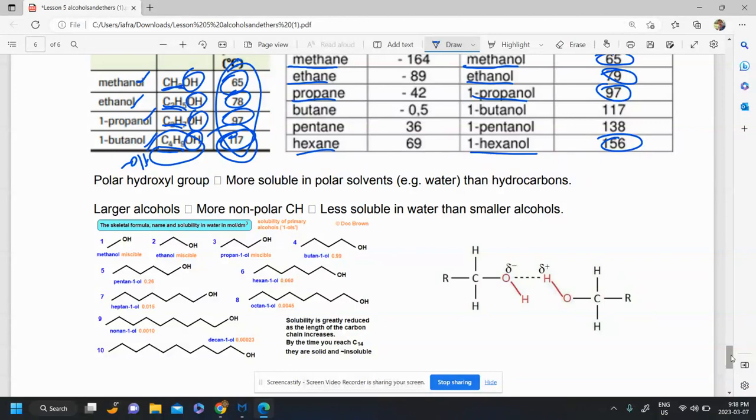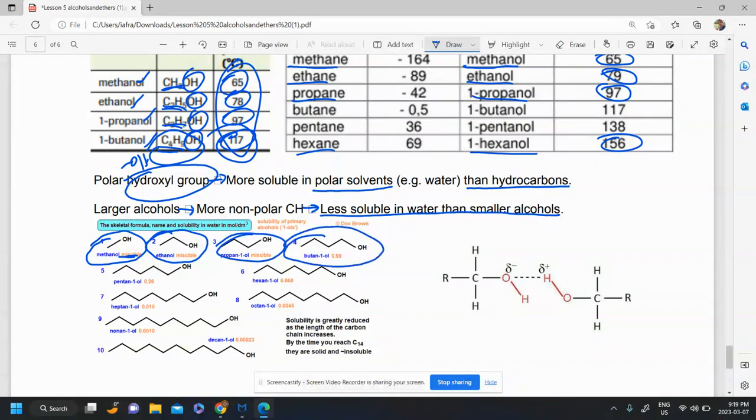In general, if you want to also study solubility, usually alcohols are more soluble in water or polar solvents compared to hydrocarbons because of that polar hydroxyl group. However, generally, the larger the alcohol, even though there's an OH, you're going to have a little bit less solubility because you have more nonpolar CH, which makes it less soluble in water. So if you look at this figure here, methanol is very soluble in water. That's what miscible means. So is ethanol, pretty soluble. And so is propanol. But then butanol becomes less soluble.